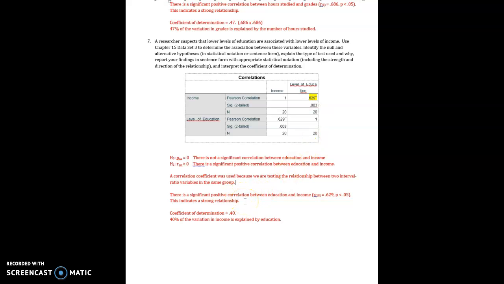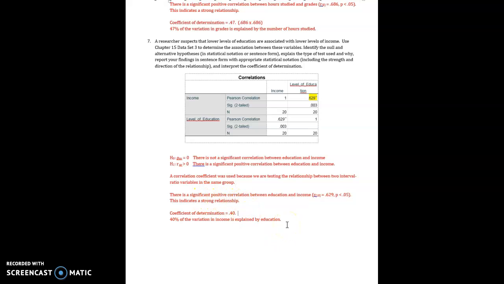between education and income. We report the R statistic, 18 degrees of freedom, that's our n minus 2, the actual test statistic value, and our p is less than 0.05. Using that eyeball method, the 0.6 is within the strong relationship range.